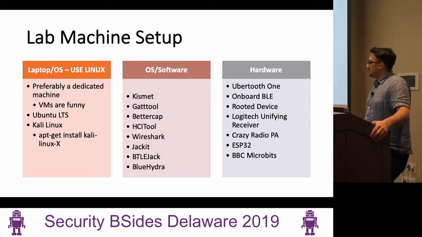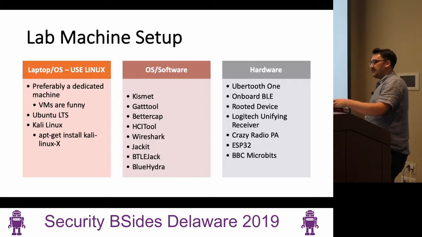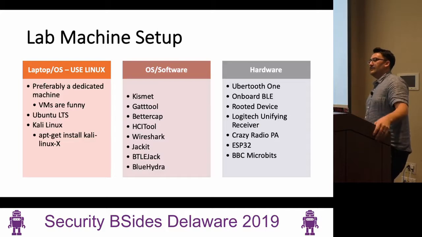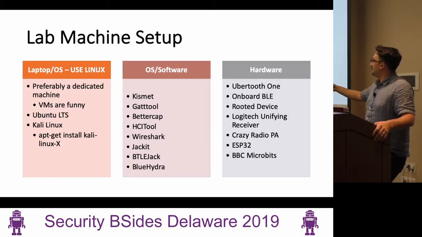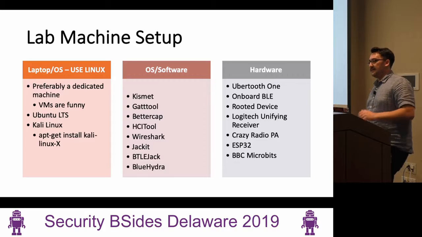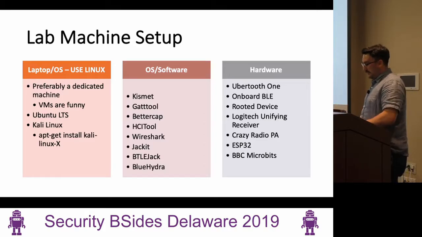The ESP32 is a 2.4 gigahertz wireless and Bluetooth microcontroller that you can flash with a Bluetooth Low Energy capture the flag, and we have all the instructions later in the slides. And then again, we talked about the micro:bits. You're going to use them with BtleJack and create this man-in-the-middle environment for BLE.